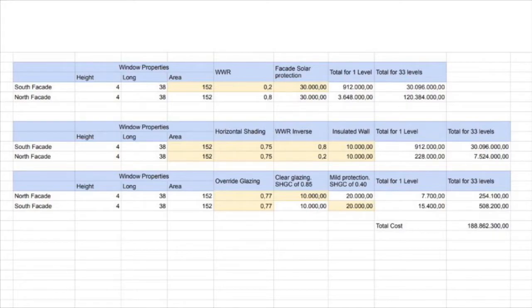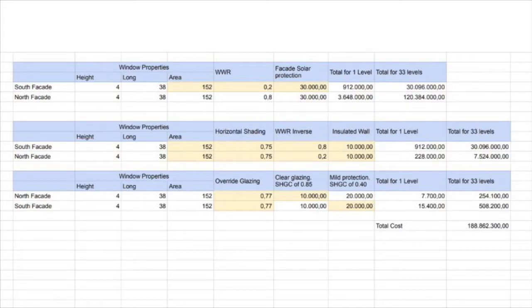For the south facade, we multiply the area of 152 square meters times our 0.2 window to wall ratio times the cost of 30,000 of facade solar protection. The final cost, taking the whole building of 33 stories high for this facade, is 30,096,000.